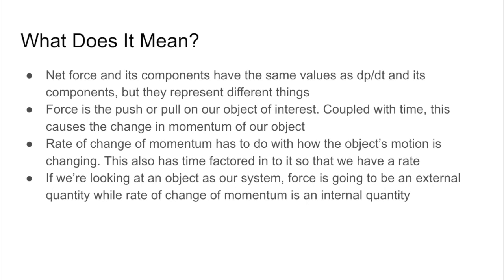If we're looking at an object as our system, force is going to be an external quantity, while rate of change of momentum is an internal quantity. This means the force is going to be an external object acting on our object of interest, while momentum is going to be a quantity that is intrinsic to our object of interest.